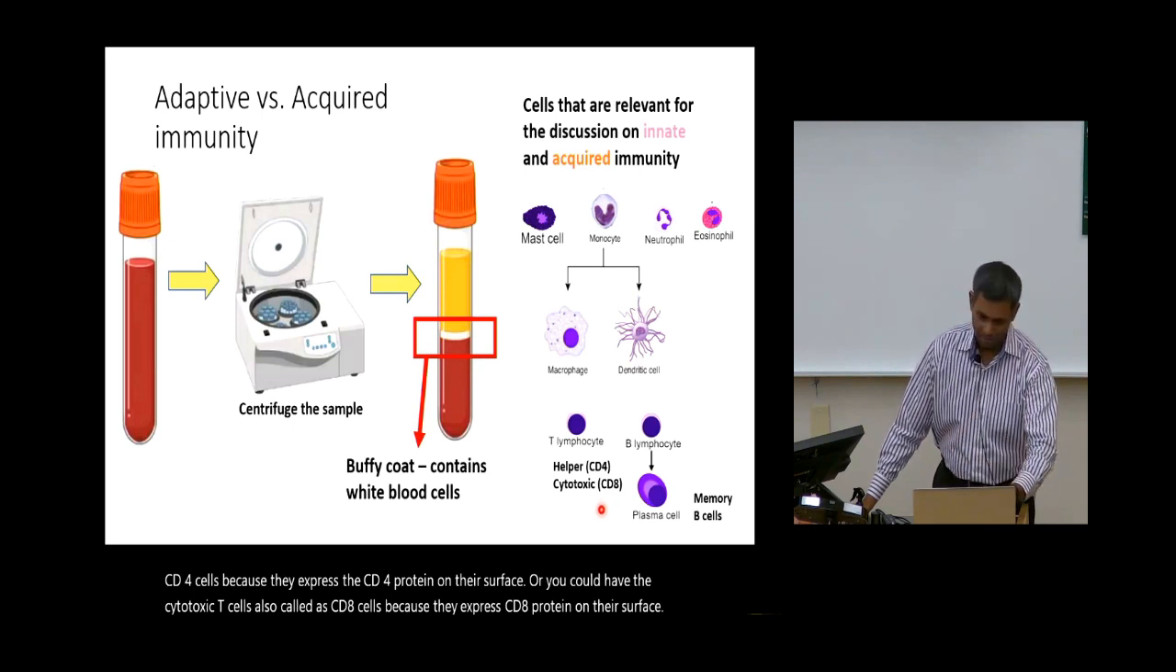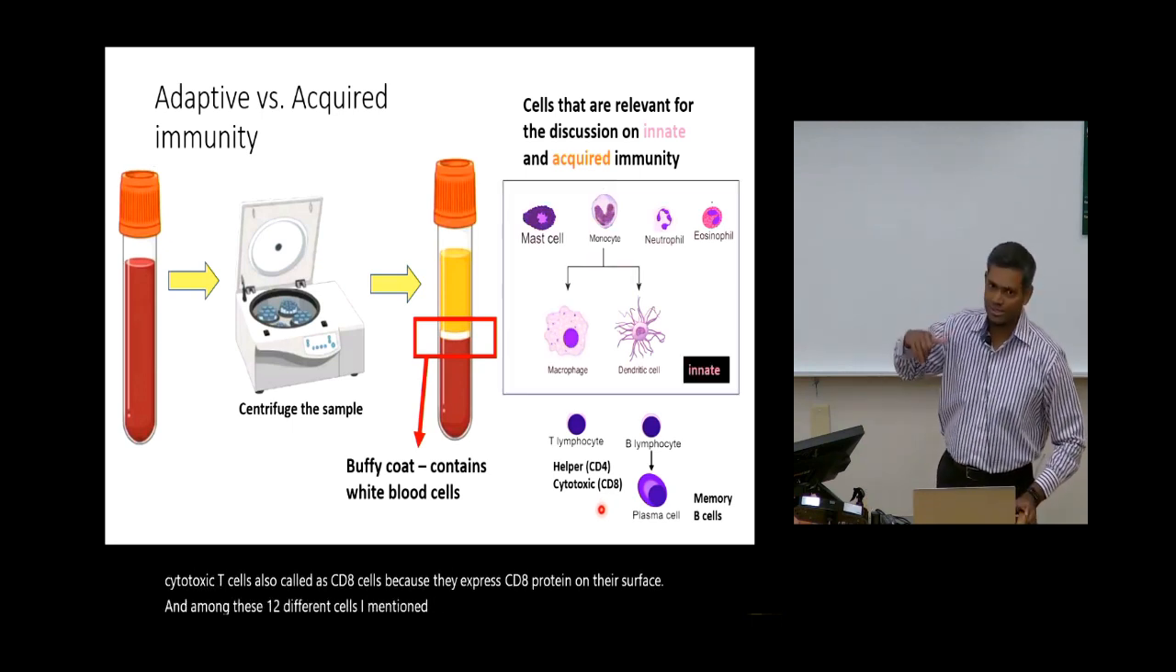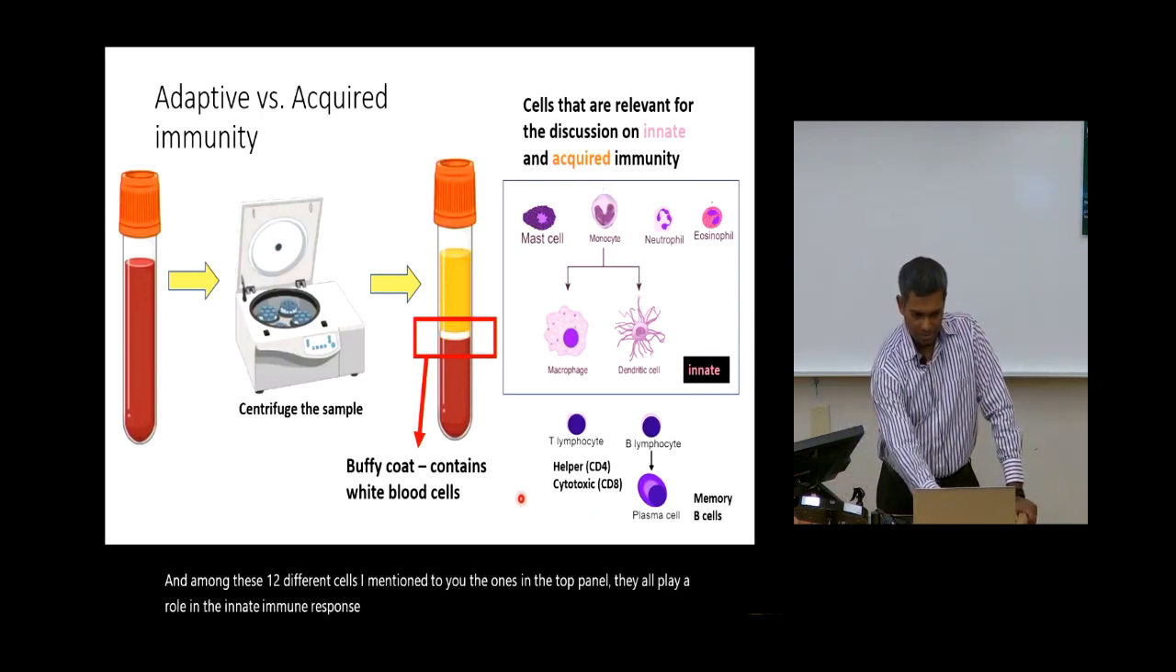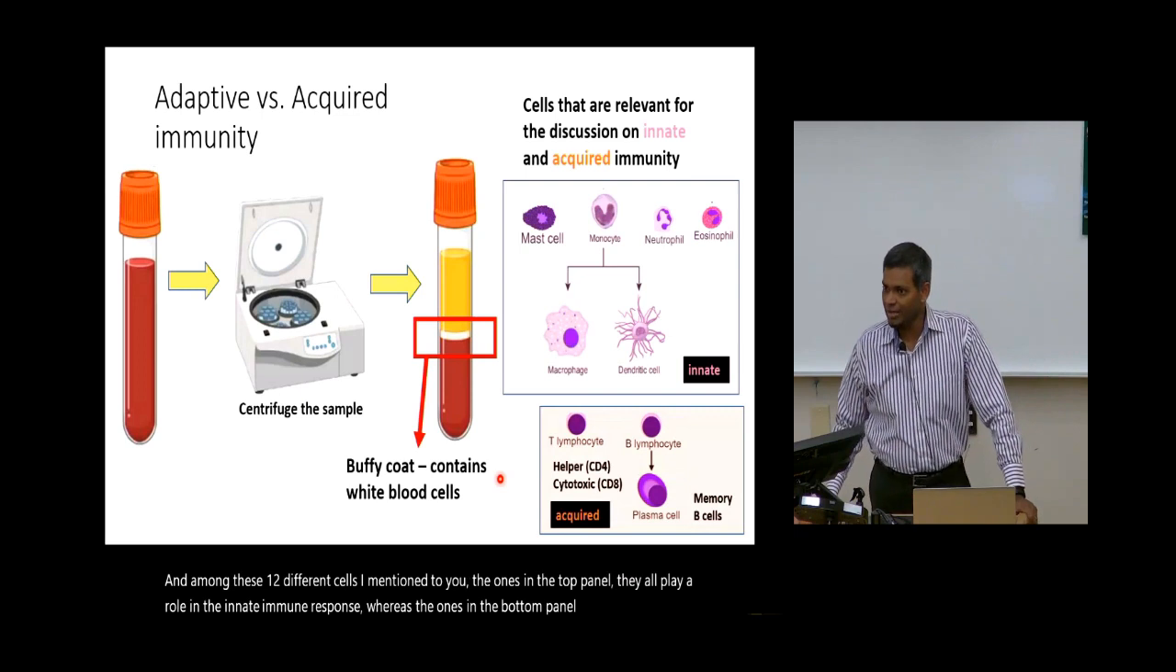And among these 12 different cells I mentioned to you, the ones in the top panel all play a role in the innate immune response, whereas the ones in the bottom panel play a role in the acquired immune response.